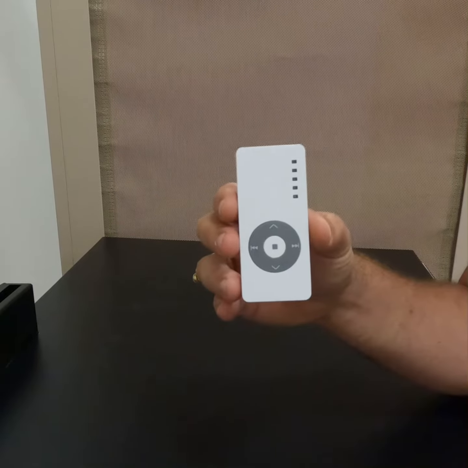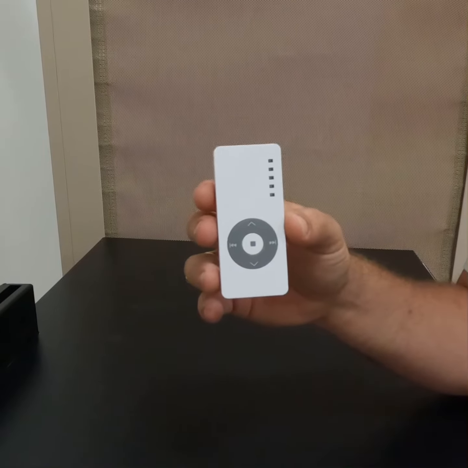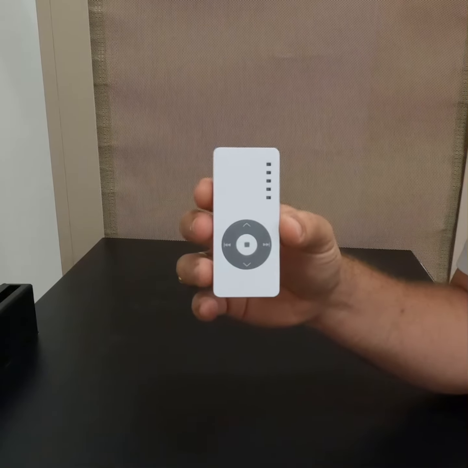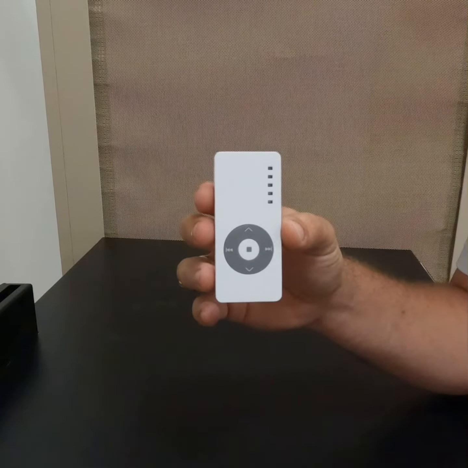Hello, this is a tutorial on how to operate your 5-channel remote. The 5-channel remote is the most common remote, and how you know it is a 5-channel remote is by these 5 lights right here on the side of it.